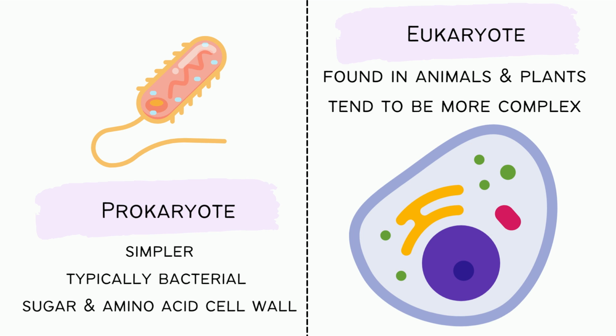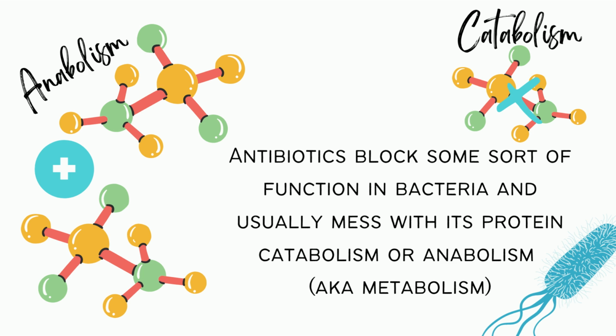Then we have eukaryotes, and eukaryotes are found in more complex creatures. So, animal cells are an example, plants are an example, a lot more organelles and functioning. So, now that we know what a prokaryote is and that bacteria is a prokaryote, we can talk about antibiotics.